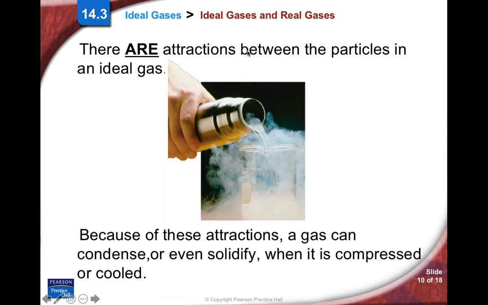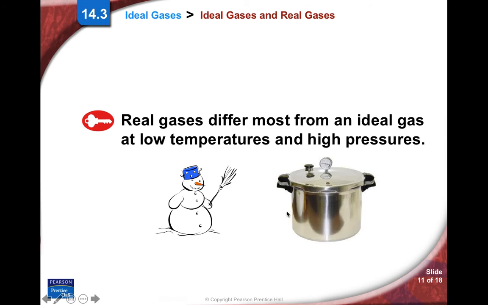So there are actually attractions between the particles, particularly when it gets really cold. So this is liquid nitrogen. If it gets really, really cold, the particles move really, really slow. They are going to be attracted to each other. Another way to get the particles really close together, besides cooling them off, of course, is increasing the pressure. So real gases aren't ideal. Nothing is, right? If there's really low temperatures or very high pressures.